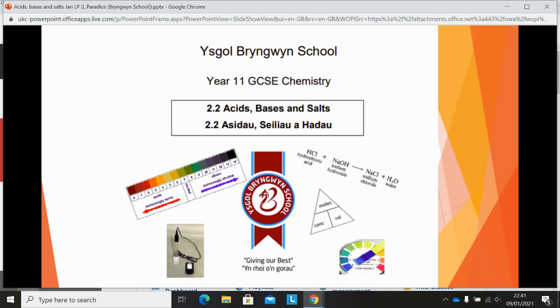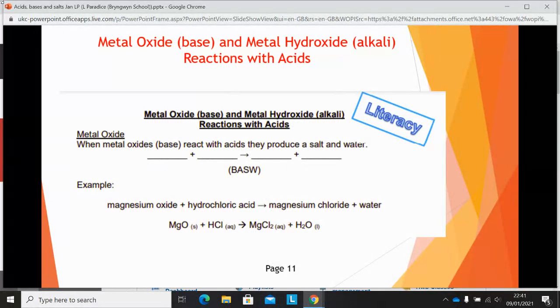And salts. So you'll need to have access to that booklet, 2.2. If you don't, worry, I have actually included it as a separate document with the assignment. Okay, so we're going straight into metal oxide bases and metal hydroxides, which are alkalis, and their reactions with acids. That's page 11. So a metal oxide or base will react with acids to produce a salt and water. If you can fill out the necessary words there on the lines in your booklet, that would be great.